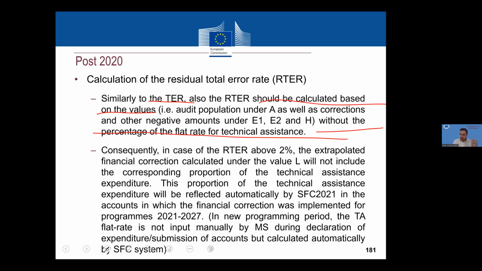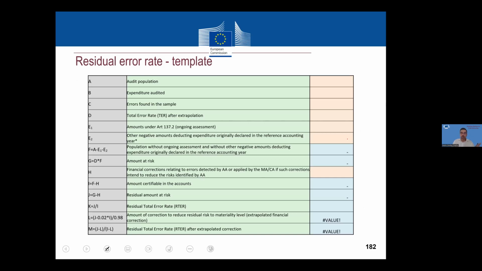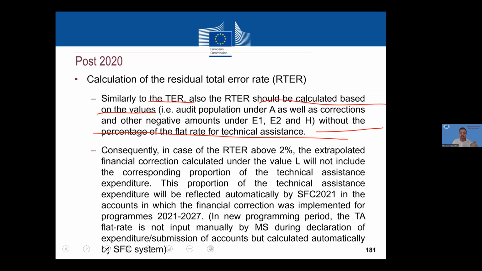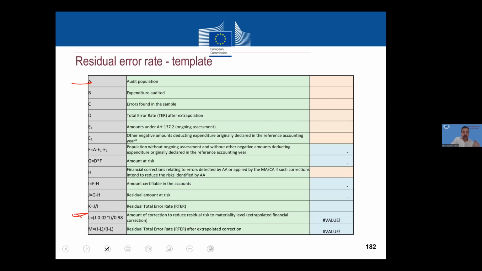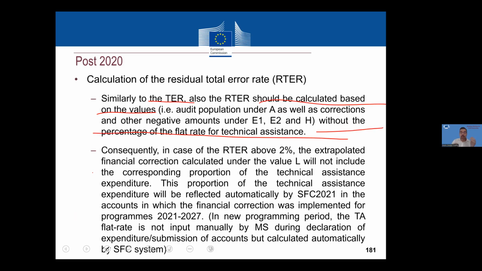And this means that in the table that I believe many of you know very well, which is the table that you use to look into the residual error rate, the residual amount at risk, and also a table that automatically calculates to you in line L what is the amount of correction that is still needed to reduce the residual risk to the materiality level. In a table like this, all these things, audit population, or things under the E and H lines, I mean the amounts under ongoing assessment, the negative amounts detecting expenditure originally declared, and the financial corrections that have been implemented in relation to the errors detected either by the audit authority or by other bodies. All of this will relate to the population in the first stage, to the population without the flat rate.